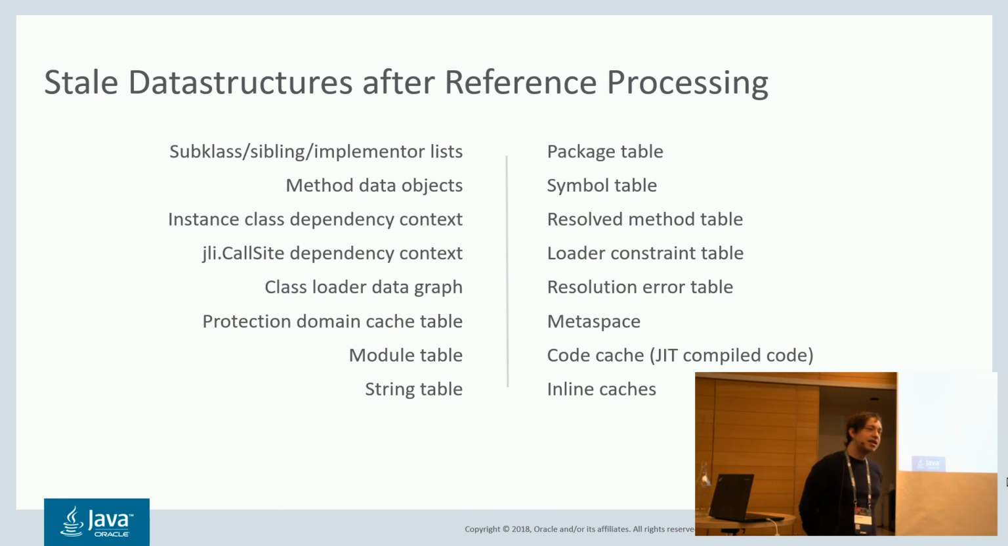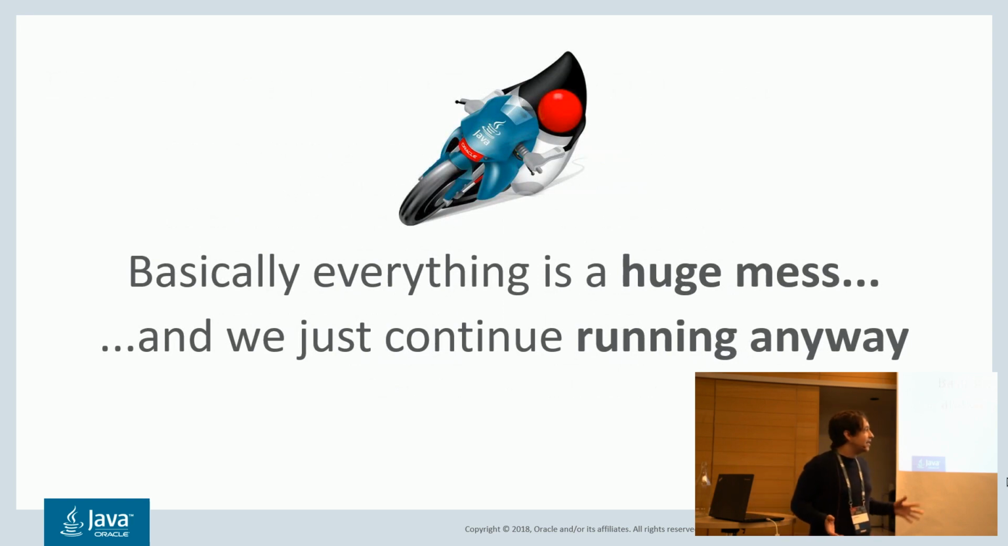We have the code cache. In the code cache, we have just-in-time compiled code. This code partially has dead stuff in it, because the object references that have been inlined into the code are pointing to random crap in the heap that is no longer live. And in addition, we have inline caches for optimizing method calls that are also pointing at things that are now dead because the object references died. And the best way of describing this situation is the following. Everything is a huge mess, but we just continue running anyway.